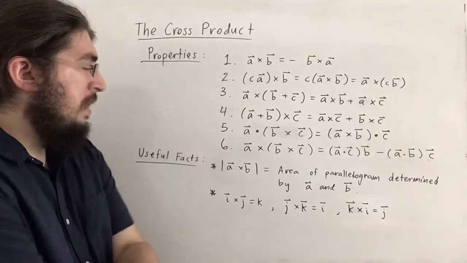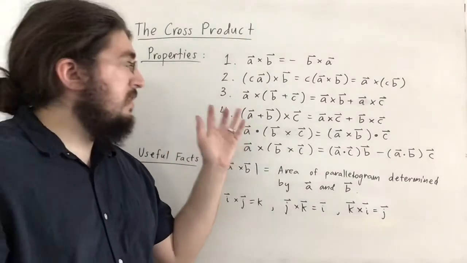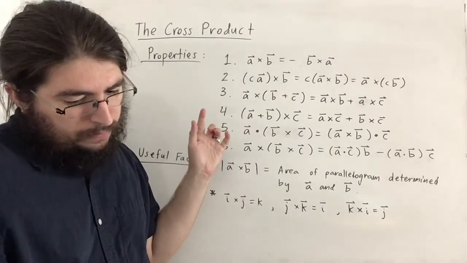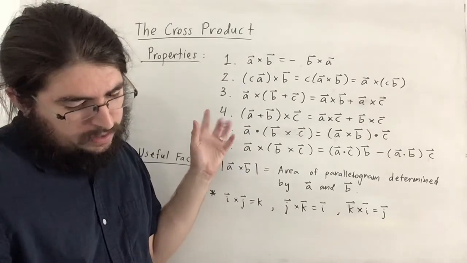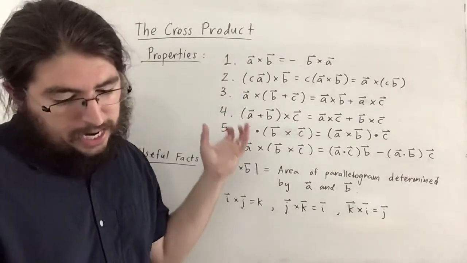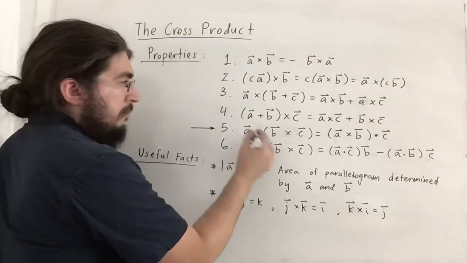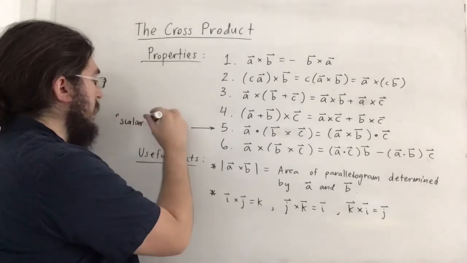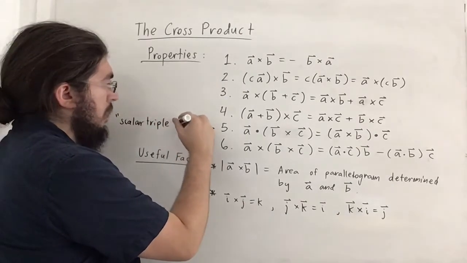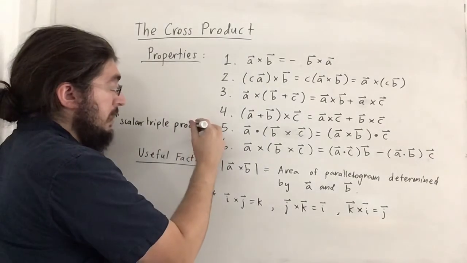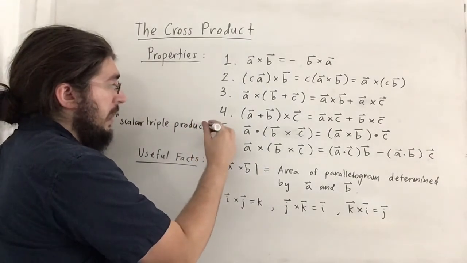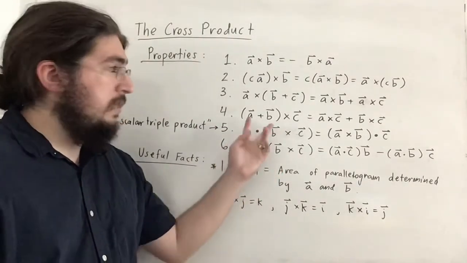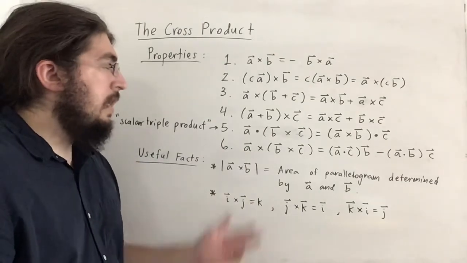Property 5 is actually kind of special. This is known as a scalar triple product. The first part here is called the scalar triple product. The reason it's called scalar is because it is not a vector itself, it is a scalar. How do I know that? Because A cross B is a vector, and a vector dotted with a vector is a scalar. So that makes sense.